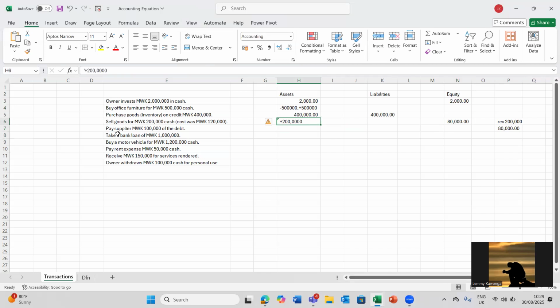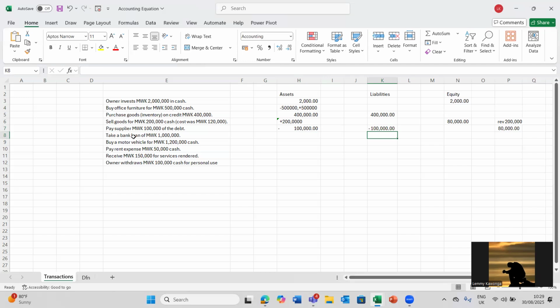All right, so what else? We pay supplier 100,000 on the date. So what will happen? If you pay a supplier, it means our assets will decrease, because we're paying by cash. Our assets will decrease by 100,000. And at the same time, the debt, the liability, will decrease by the same amount, 100,000.